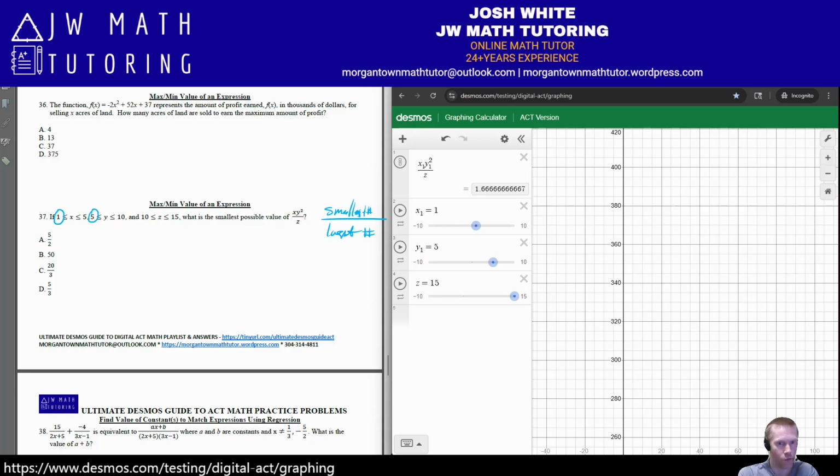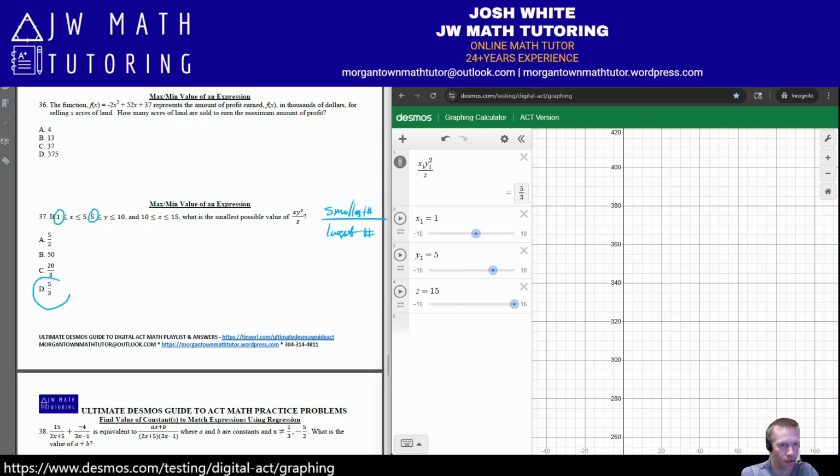Now, what's the smallest possible value of this expression? Well, it's 1.666667. Is that one of the answer choices? Well, no, it's in fraction form, so we just click this. It's going to be 5/3. So the correct answer for this problem is going to be letter D.